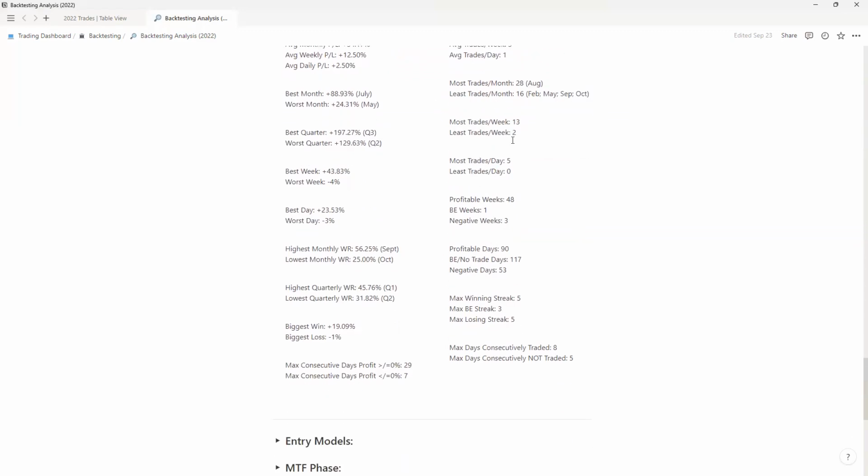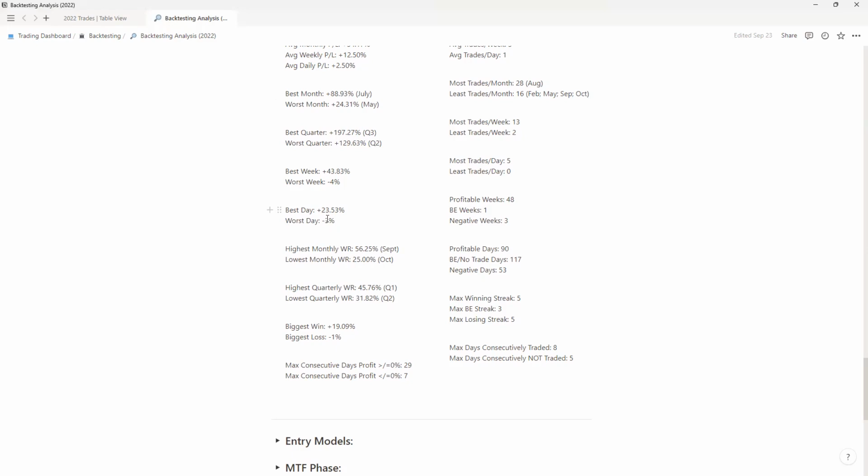I go into a lot of detail really just about what was the best month, best quarter, worst quarter, best week, best day. Again, you don't have to go into all of this if you don't want to. This was just some of the stuff that I thought I would like to know about my strategy. Again, worst day here, I can see -3%.